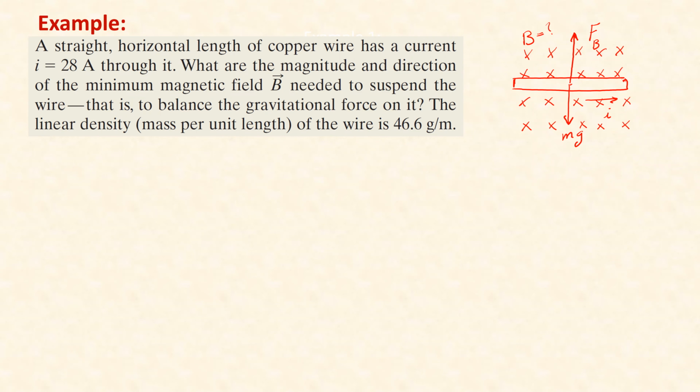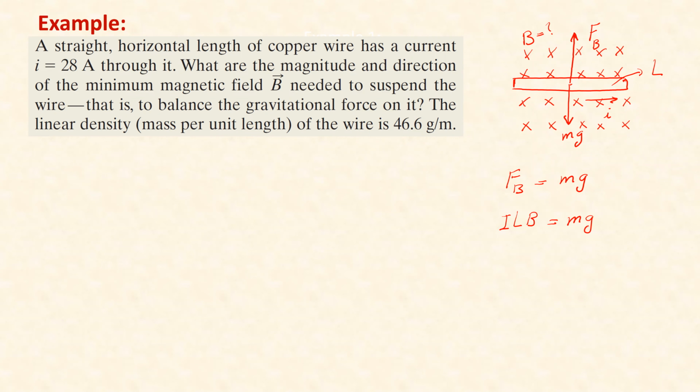How do I do that? So this has a length L and has a mass m. So we say that the force of B should be equal to mg, right? But what is the magnitude of the force? The magnitude of the force was I L cross B, but L and B are perpendicular to each other, so it becomes I L B, right? And it should be equal to mg.